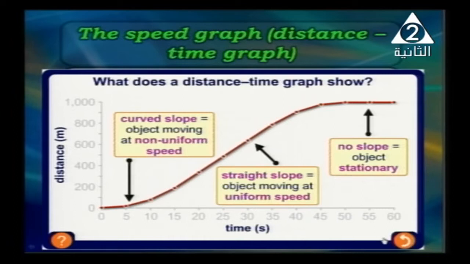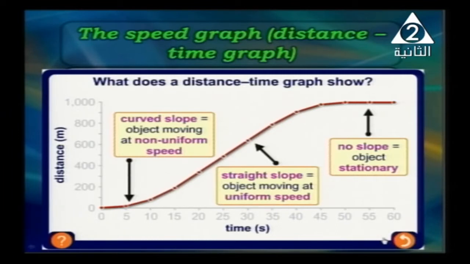So this one is non-uniform speed in this part, from the first point here, 0 to about 20. And we have another one from 20, and we have 25, 30 until 35 seconds. It has a straight line shape. So a straight slope means the object is moving at uniform speed. Uniform means regular speed, equal in each period. If you calculate it, we have the same value of the speed.